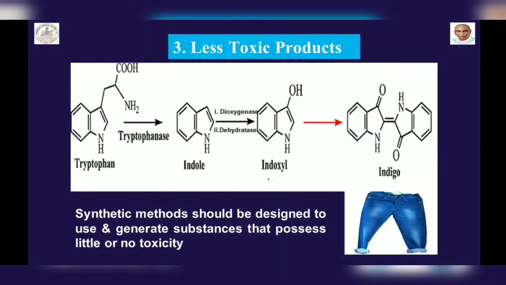Next, the third principle is less toxic products. Synthetic methods should be designed to use and generate substances that possess little or no toxicity to human health and the environment. Here you can see a blue jean which is colored by indigo dye. Generally, indigo dye is used for the coloring process. This is synthesized by the conventional method using aniline as starting material.